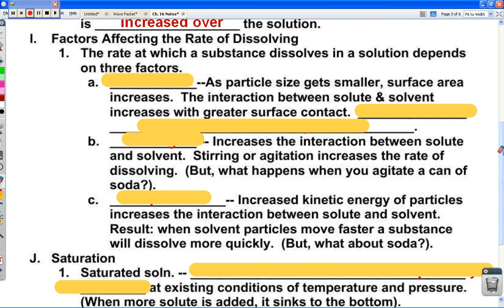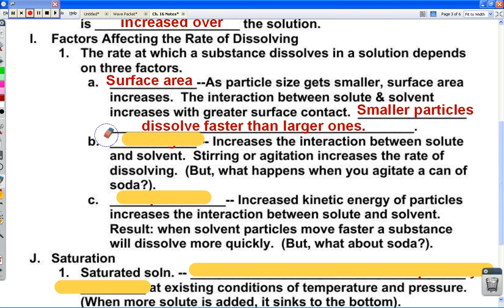Okay, what are the factors affecting the rate of dissolving? The rate at which a substance dissolves in a solution depends on three factors. The first one is the surface area of the particle. As particle size gets smaller, surface area increases. The more the outsides of the particles can touch their surroundings, the more the interaction between the solute and solvent increases with greater surface contact. Smaller particles will dissolve faster than larger ones.